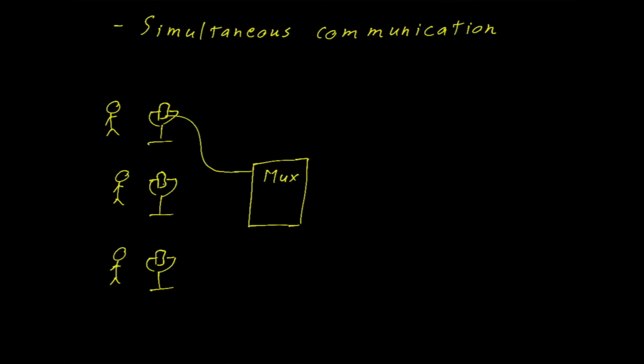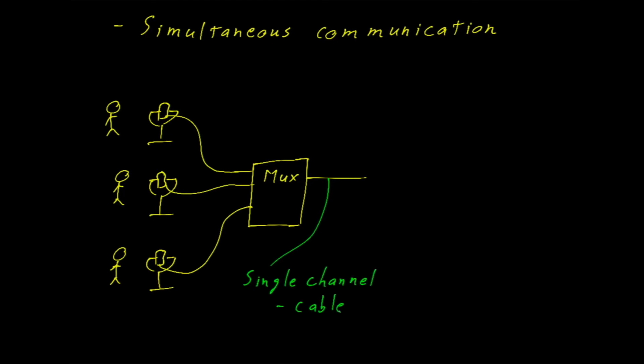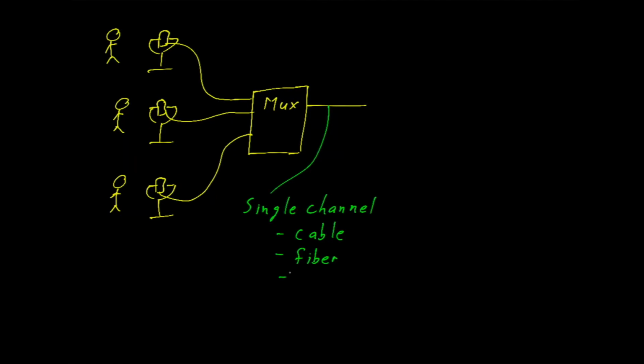Our three independent but simultaneous conversations are all brought together into a mux. The output of the mux is sent on a single channel, for example, a cable or fiber or over the air. On the other side, we'll find a demux or a demultiplexer, which is used to recover the three independent signals.